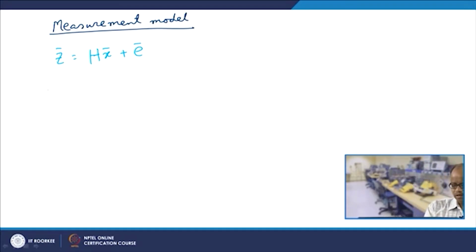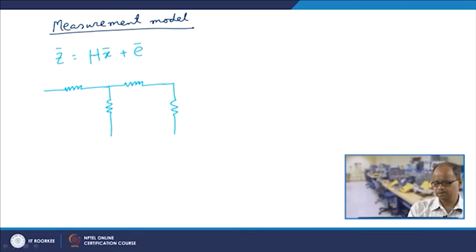So, let us draw it again to see how it is done. Essentially, we have to express all these measured values in terms of these two unknown voltages V1 and V2, which can be done only through appropriate circuit analysis. So, let us do that. Our circuit is something like this.